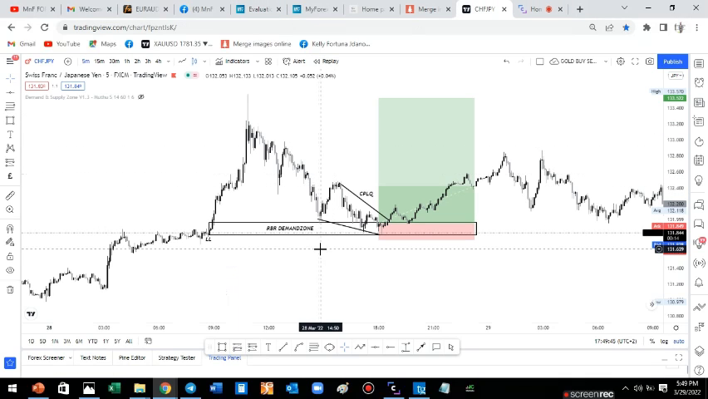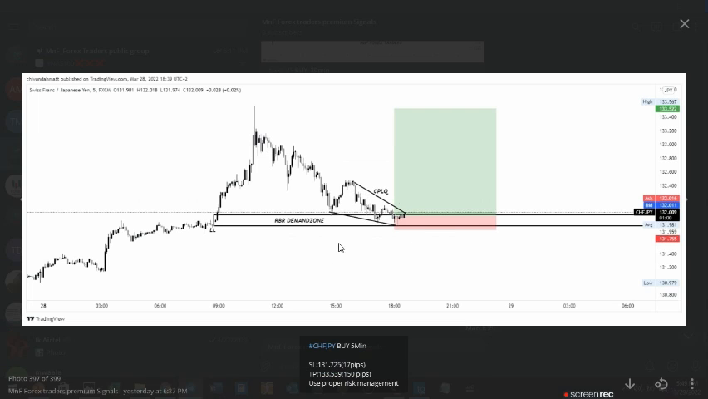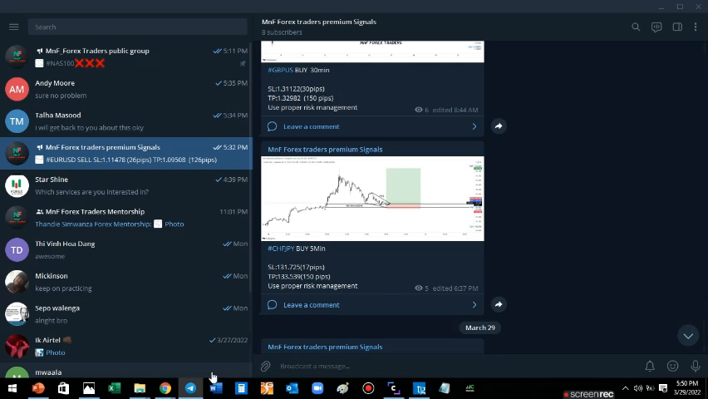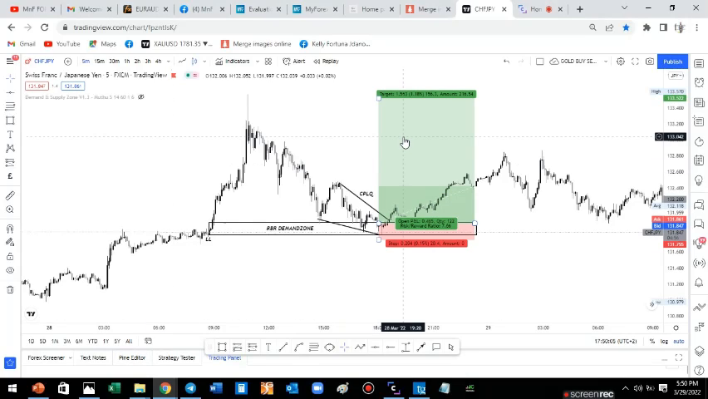So this was a trade that we took. I shared this trade on the 15 minutes time frame. You can see this was a nice, beautiful buy setup, right? The stop loss was about 17 pips and the target was like 150. Beautiful risk to reward ratio right there. The risk to reward ratio was like 1 to 8.